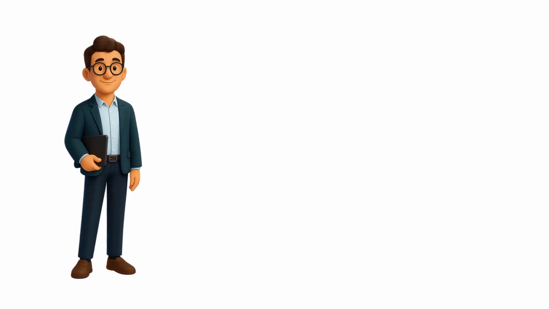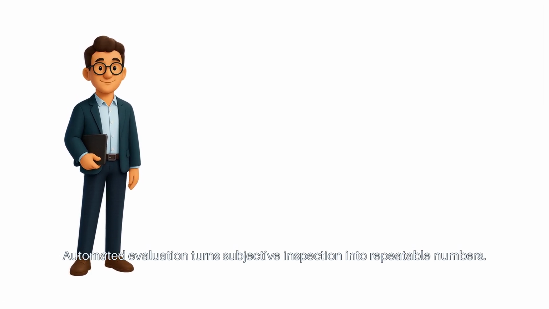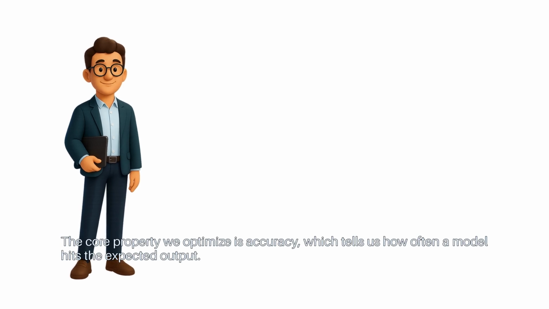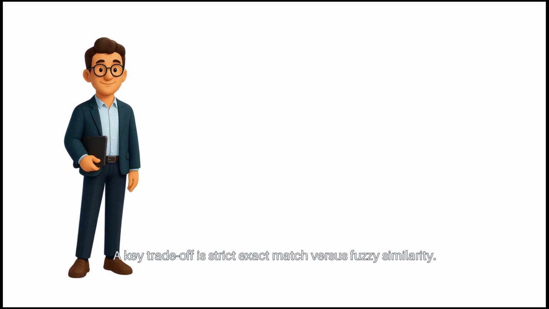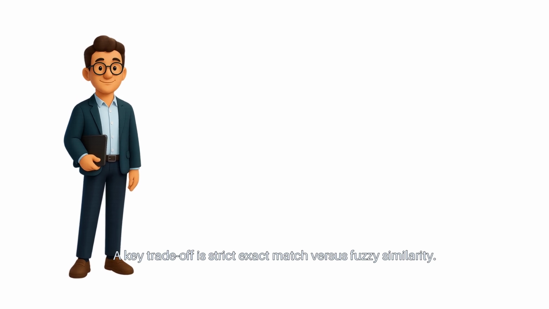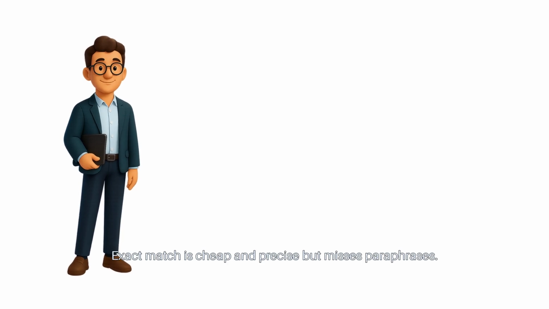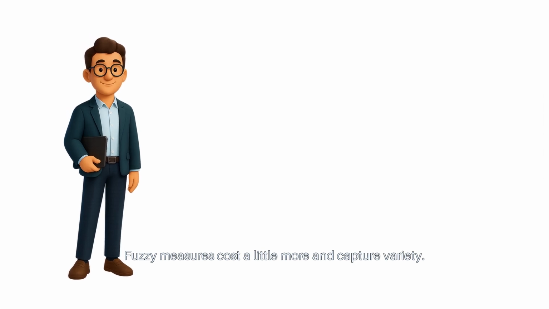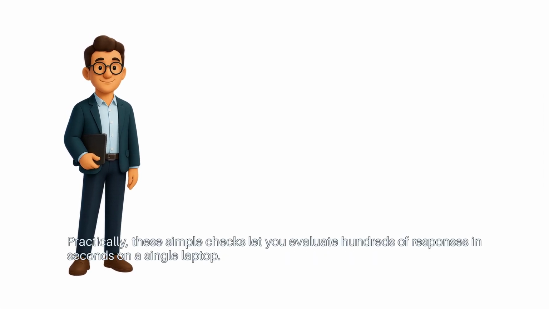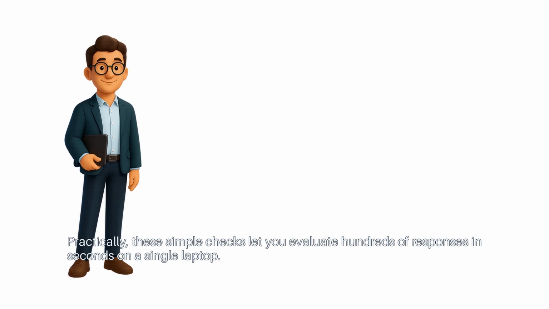Why this matters. Automated evaluation turns subjective inspection into repeatable numbers. The core property we optimize is accuracy, which tells us how often a model hits the expected output. A key trade-off is strict exact match versus fuzzy similarity. Exact match is cheap and precise, but misses paraphrases. Fuzzy measures cost a little more and capture variety. Practically, these simple checks let you evaluate hundreds of responses in seconds on a single laptop.